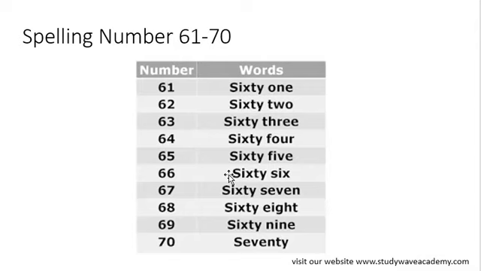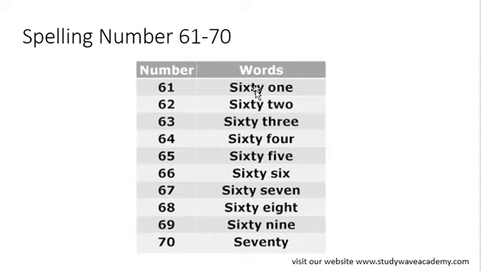We spell 60 and 1 together. How do we spell 61 together? Good. Okay, let's spell. S-I-X-T-Y-O-N-E. 61. We spelled 60 and 1 together.